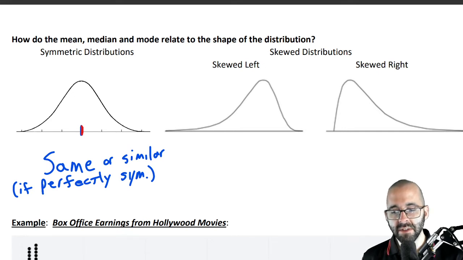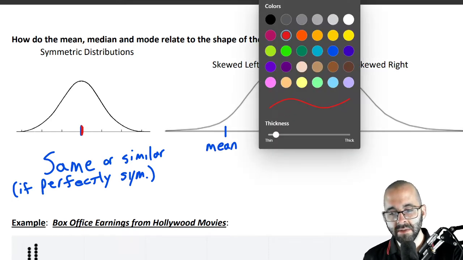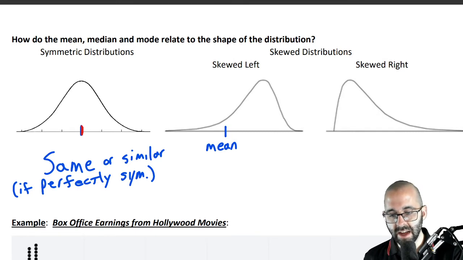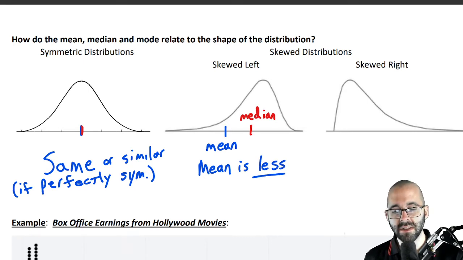But if it's skewed left, the mean is going to be less. The mean is going to be to the left. So maybe if it's skewed right, the mean might be somewhere around here. And the median, I'm just eyeballing this. These aren't the actual values. The median might be here. So if it's skewed to the left, the mean is less. The mean is smaller than the median.